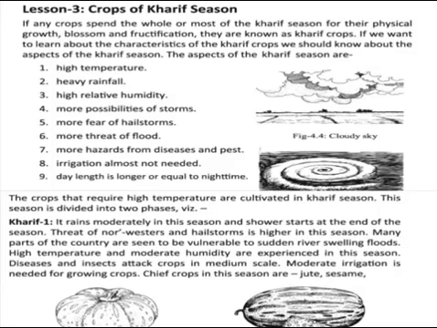Nor'wester means a winter storm blowing from the northwest. The dust or hailstorm, meaning thunderstorm, is higher in the season. Many parts of the country are seen to be vulnerable to sudden river swelling and floods, and high temperature and moderate humidity are experienced in this season. That means hot temperature and a decent humidity, moisture in the air, are experienced in the season. And disease and insects attack the crops on a medium scale.